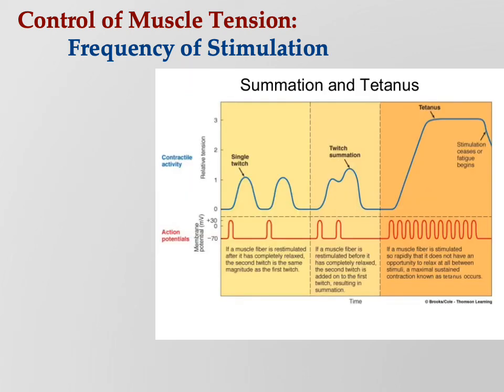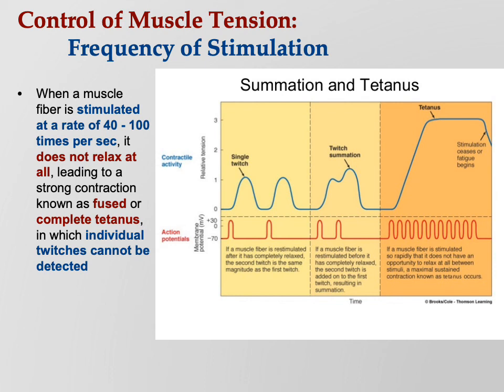And then, whoops, I talked over the transition, sorry. When a muscle fiber is stimulated 40 to 100, it can't relax at all. That's fused or complete tetanus. Individual twitches cannot even be detected. So once again, that diagram from left to right shows exactly what we were talking about before. That can lead quickly to fatigue if sustained.